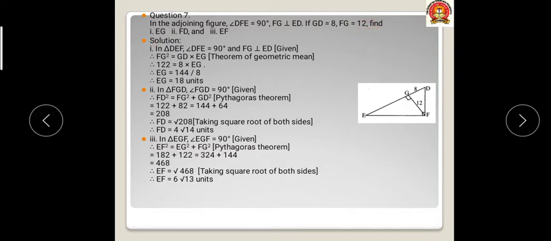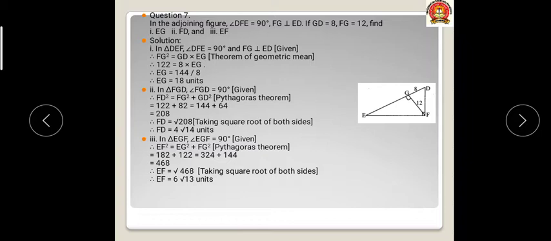Now we have to see what we have to find out. See here, FG is perpendicular to ED. It is given that GD is equal to 8 and FG is equal to 12. We have to find out EG and FD. Firstly we have to find out EG by the geometric mean. By the geometric mean theorem, what can we write? We can write that FG square is equal to GD into EG. So FG is 12 square, GD is 8, EG we have to find out. After calculation you will get EG is equal to 18 units.